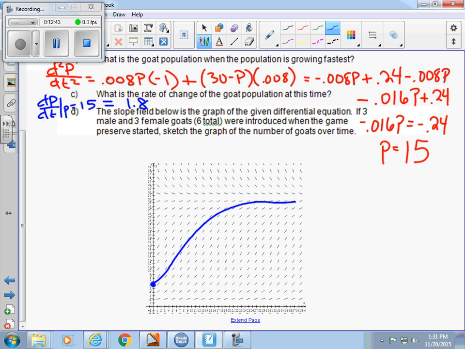Any questions about that? Do you see why it levels off? It has that limiting factor where that slope is 0 to slow the growth down. Any questions about that?